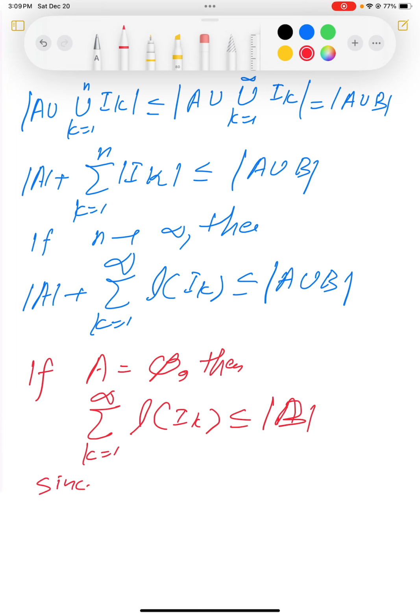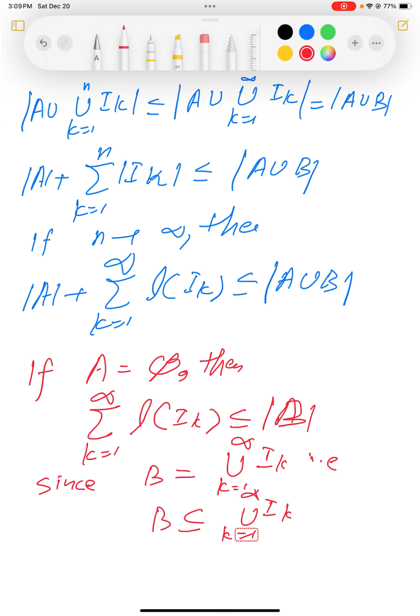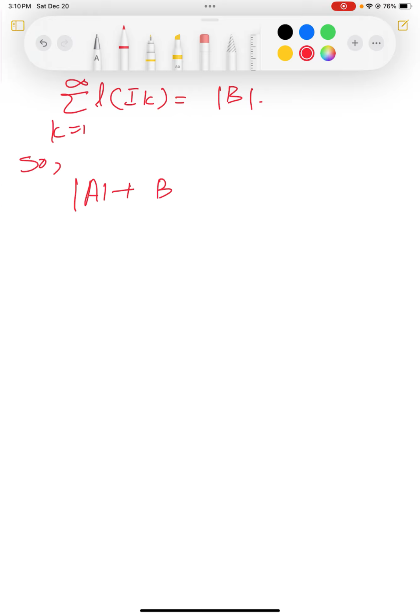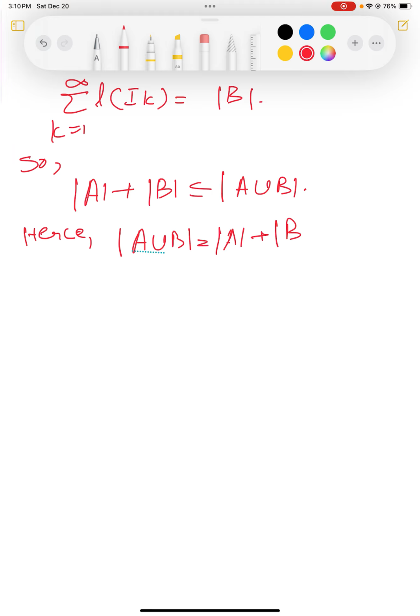And also, since B is actually the union over k equal to 1 to infinity of I_k, that is, B is contained in the union over k equal to 1 to infinity of I_k, the outer measure will always be less than the sum of the lengths of I_k whenever B is contained in the union of the I_k. So by this we can say that the sum over k equal to 1 to infinity of the length of I_k is actually the outer measure of B. So the outer measure of A plus the outer measure of B is less than the outer measure of A union B. Hence we prove that the outer measure of A union B is the outer measure of A plus the outer measure of B.